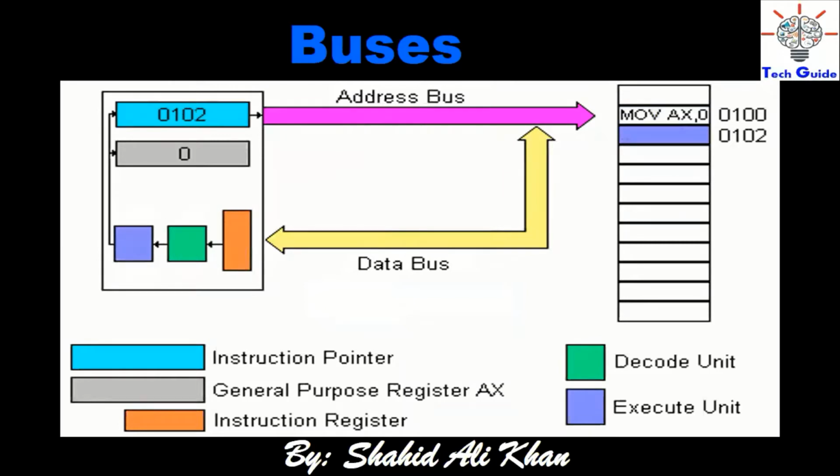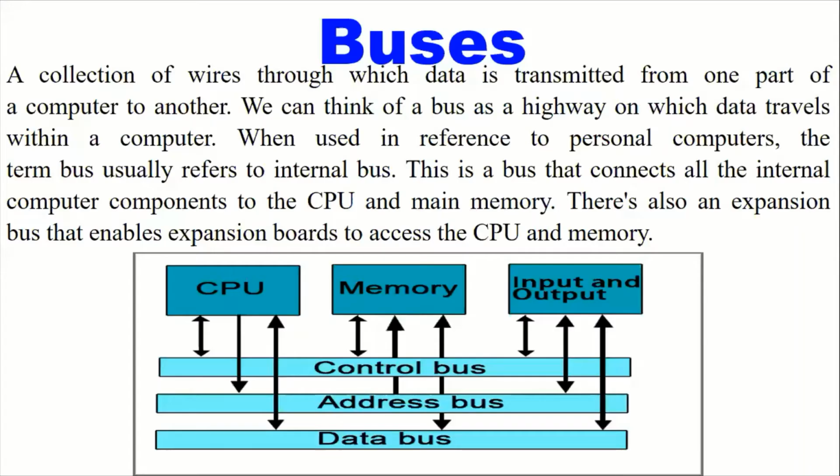Computer buses. Today we will discuss different types of buses and their functions. In this diagram we can see the data is traveling through different buses and operations are performed by the microprocessor, and after that data is moving towards the memory through the buses. So let's see what buses are.